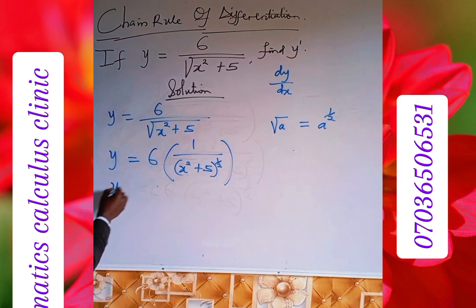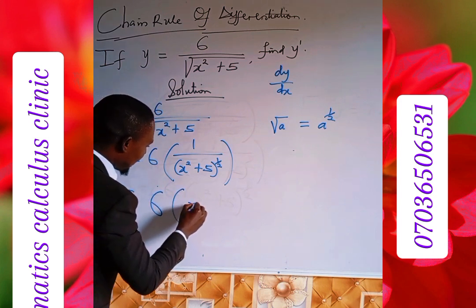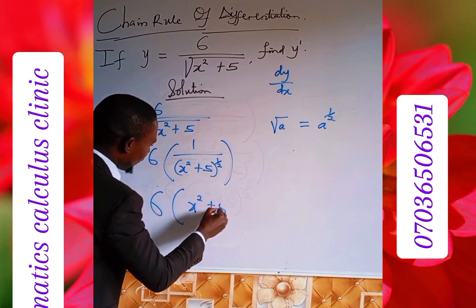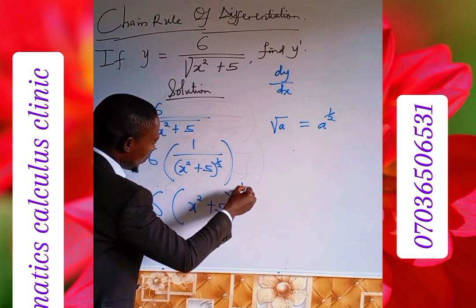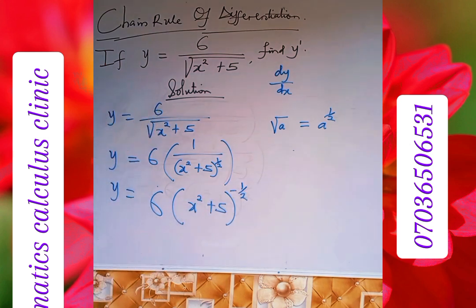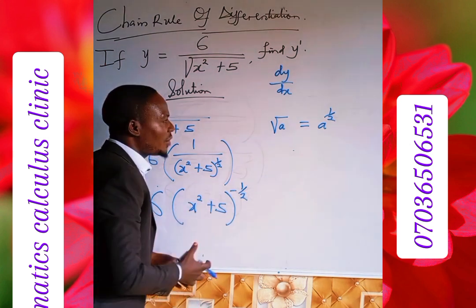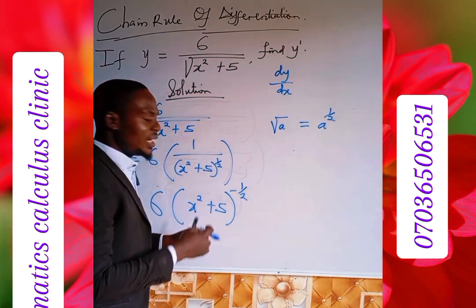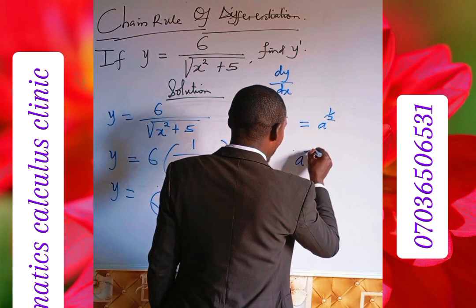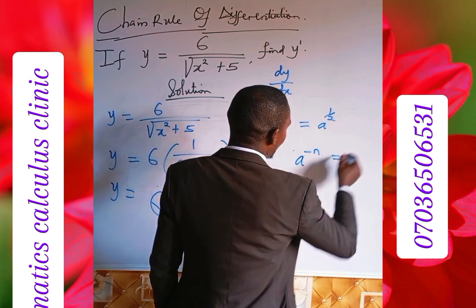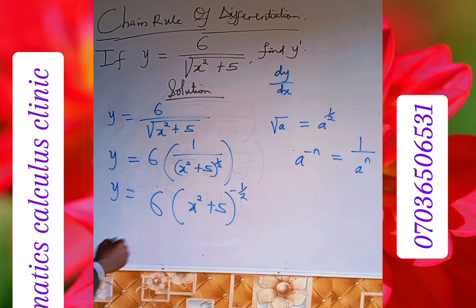This can also be written as 6 open brackets x squared plus 5 close bracket raised to power what? Minus half. What did I do here? I applied the negative index law of indices, which says that a raised to power minus n is the same thing as what? 1 over a raised to power n. Did you get it now?